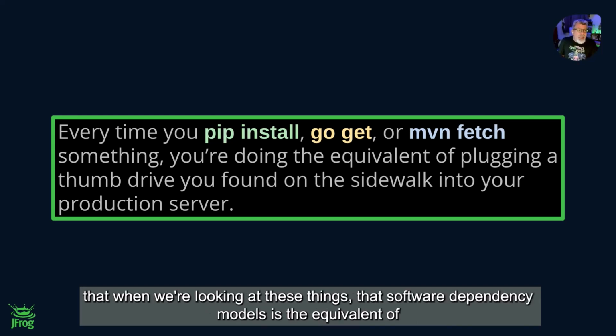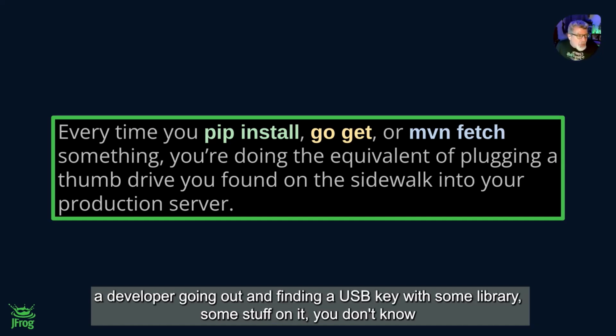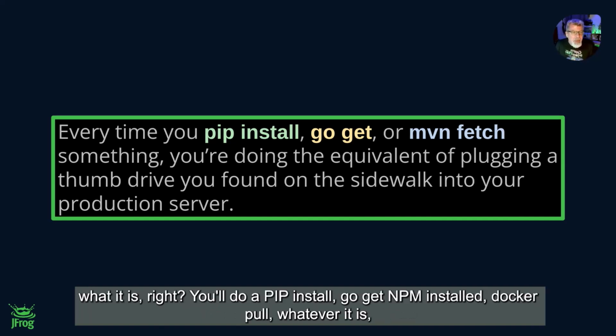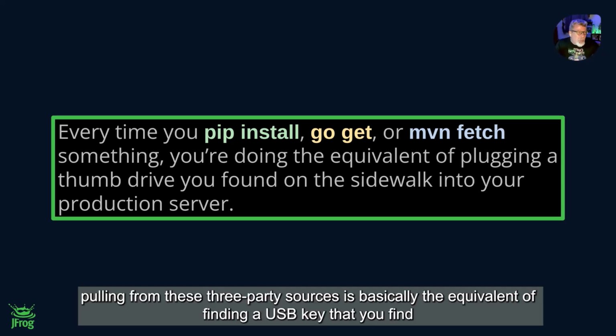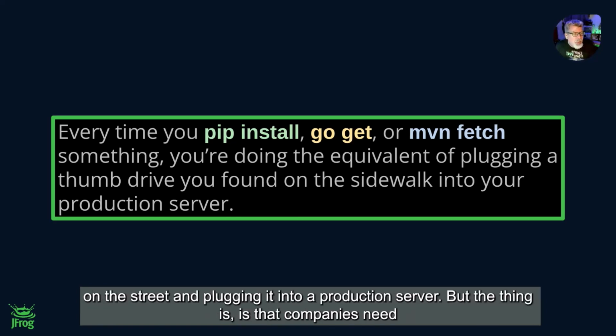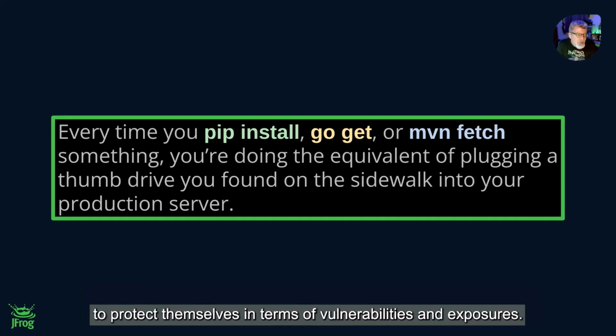because we see this all the time, that software dependency management is the equivalent of a developer going out and finding a USB key with some library, some stuff on it. You don't know what it is, right? You do a pip install, go get, npm install, docker pull, whatever it is for pulling from these third-party sources, it is basically the equivalent of finding a USB key on the street and plugging it into a production server.